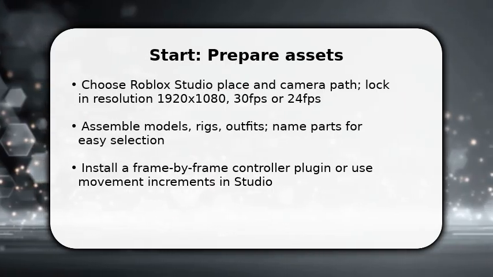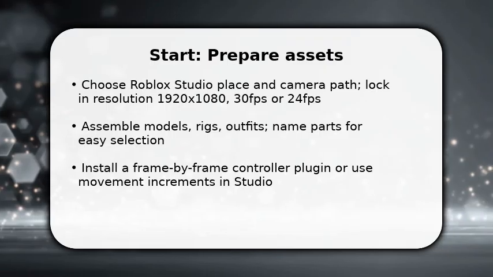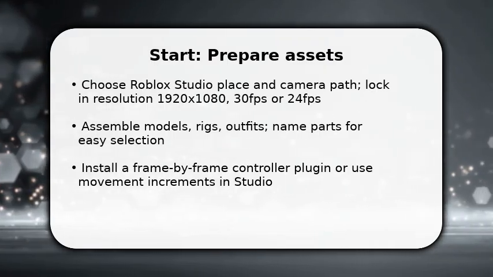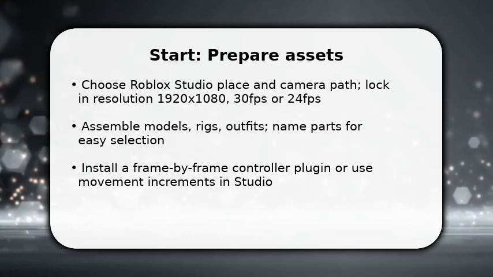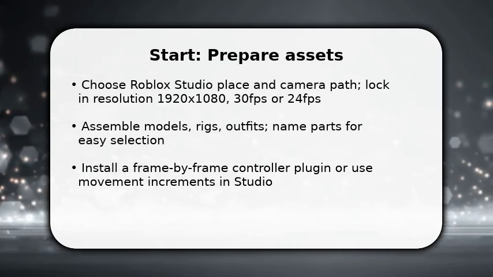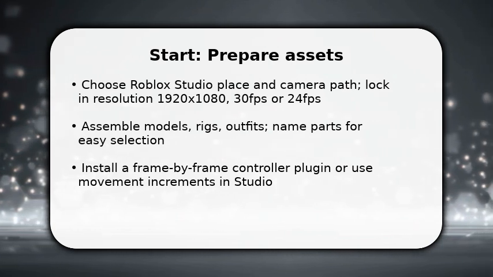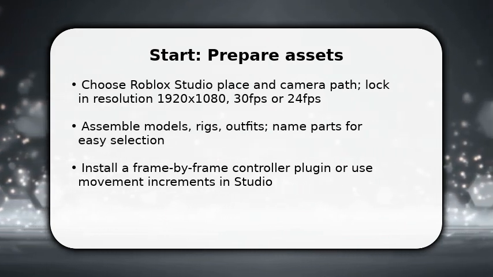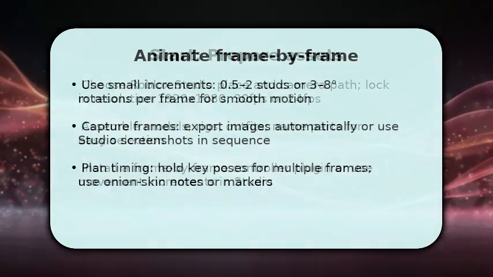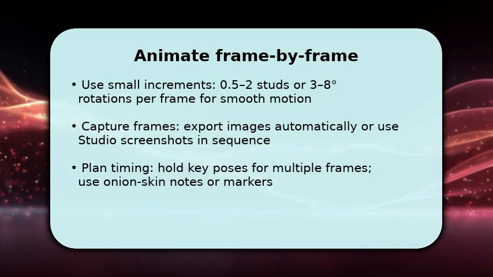Then add a plugin or enable manual incremental movement so you can move pieces exactly one frame at a time. This first stage sets precision and prevents rework, because consistent naming and camera lock make every subsequent frame predictable and fast.